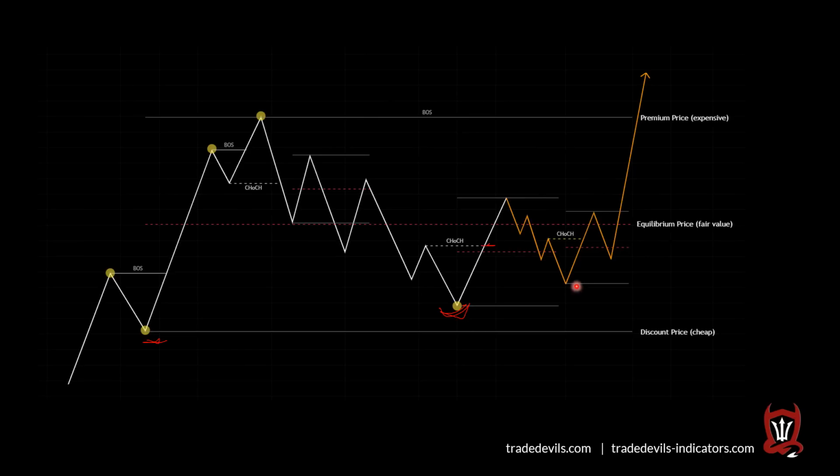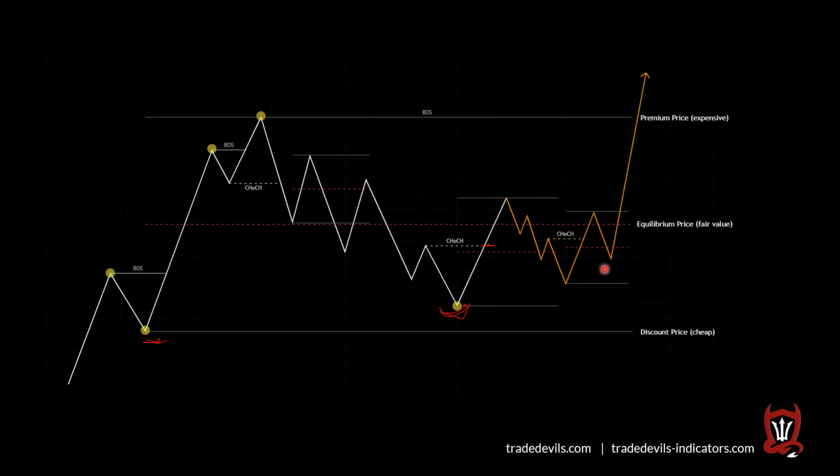I can cut it in half. So I can be a buyer down here. I'm buying below the 50%. I'm buying at a discount. My target is minimum this high, because that's the weak high that didn't do its job of giving me a new low. So up I go. I get a little retrace. I get a change of character.